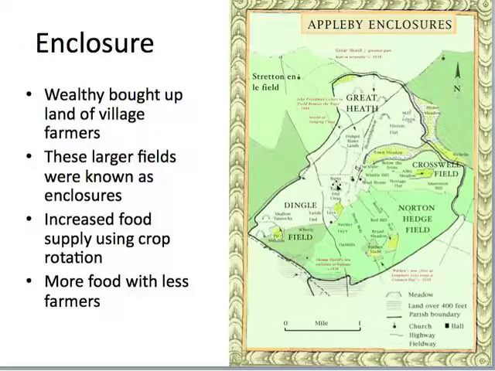And you would rotate the crops that were grown on there. One year you'd grow corn. One year you'd grow potatoes. The next year you would grow turnips. The fourth year you would grow beans. And every year you're rotating all these crops. And because they figure out how to put nitrogen back in the soil, you're increasing the food supply using this crop rotation in these huge fields. And you're actually producing way more food with fewer farmers. And that's a big deal because now nobody ever has to starve.